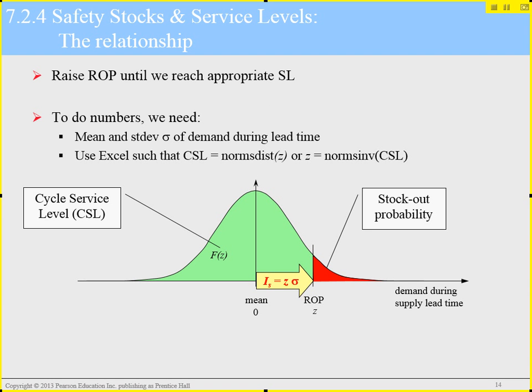And we can use the NORMS INV function that's available. We input the service level. So let's say we want a 95% service level. I would put in NORMS INV, and then parentheses 0.95, and it's going to return the z-score associated with that. And I don't think it's inventory, I think it's inverse.